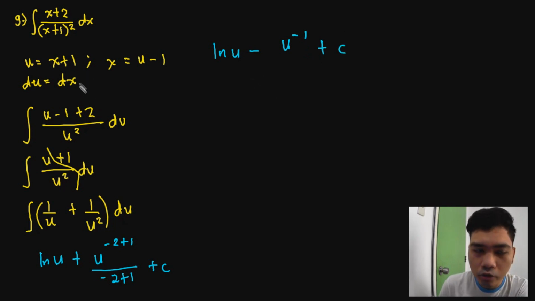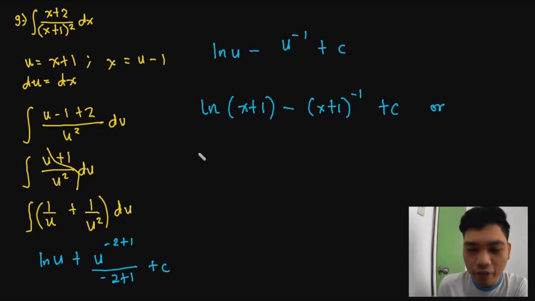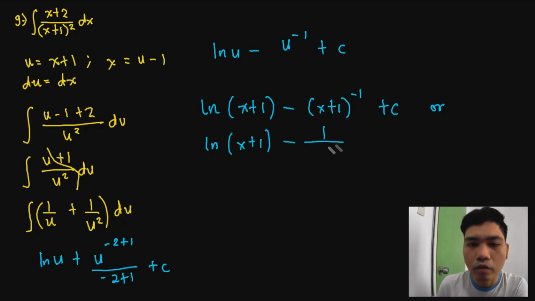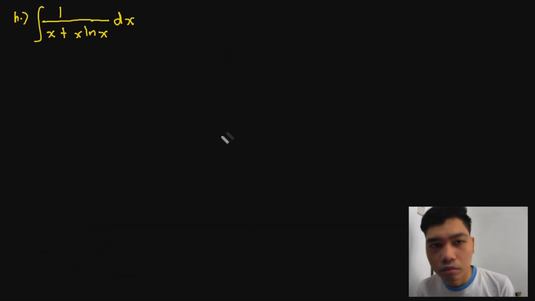Now upon substitution with the value of x for u, this becomes the natural logarithm of x plus 1 minus x plus 1 raised to negative 1 plus c, or you can rewrite this in terms of natural logarithm: ln of x plus 1 minus 1 over x plus 1 plus c. So this is your final answer.